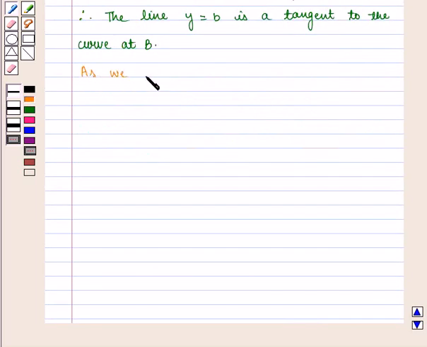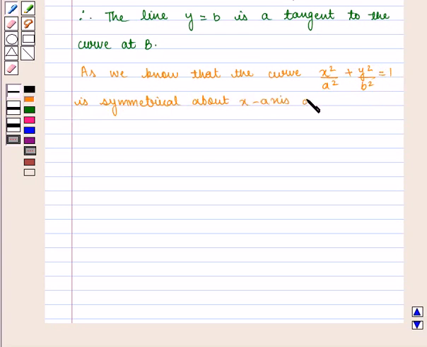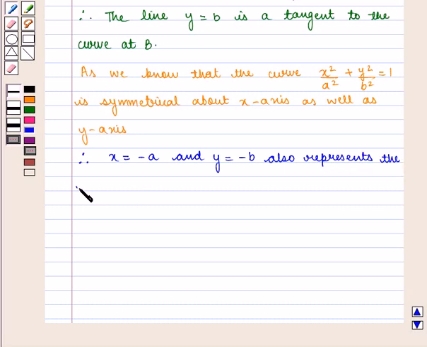As we know that the curve x square by a square plus y square by b square is equal to 1 is symmetrical about x-axis as well as y-axis, therefore x is equal to minus a and y is equal to minus b also represent the tangents to the curve at A dash and B dash respectively.